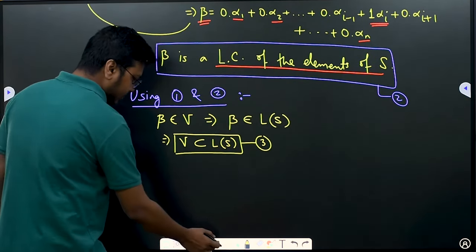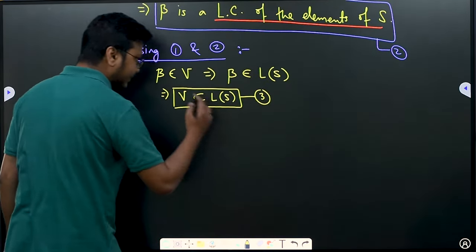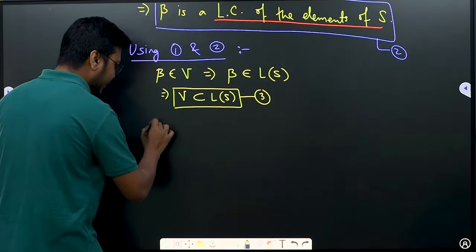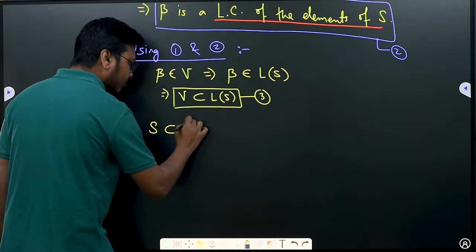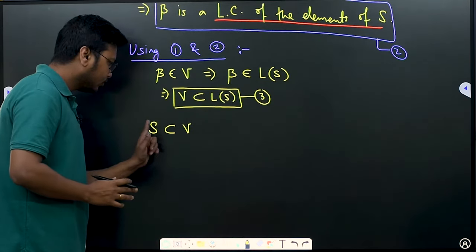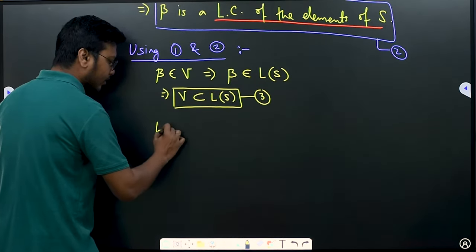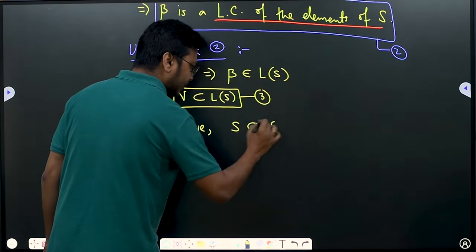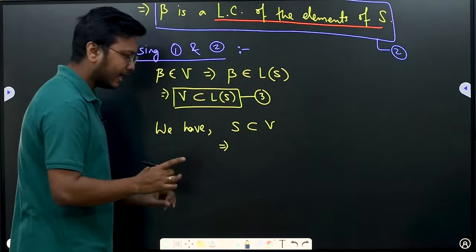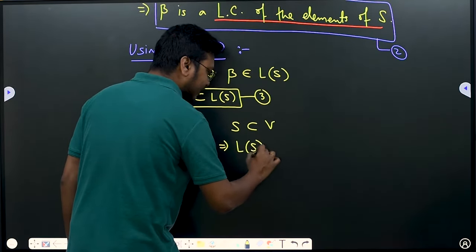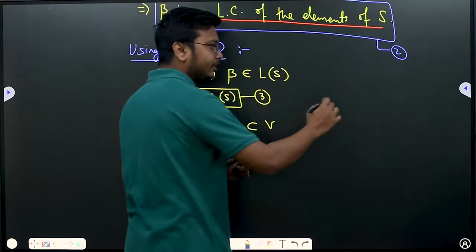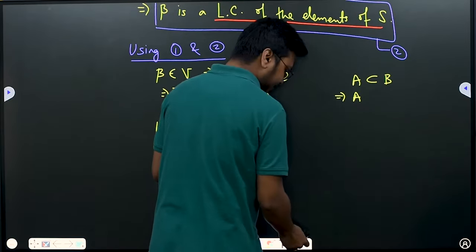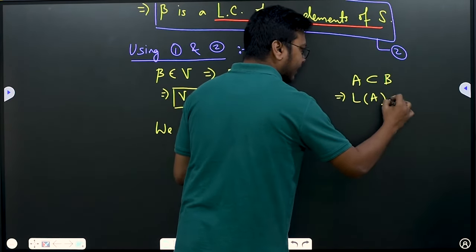Similarly, now I can say that the elements of S are all taken from the vector space. That's quite obvious, so we have S subset of V. That's by default. If I take L on both sides, then L of S would be a subset of L of V. Remember this property: A subset of B implies L of A is a subset of L of B.